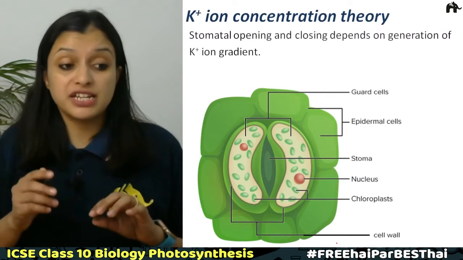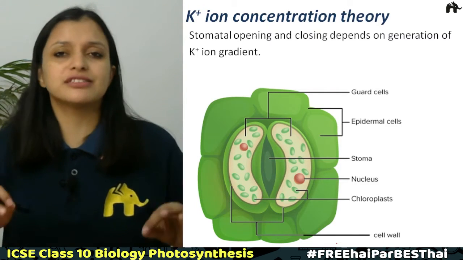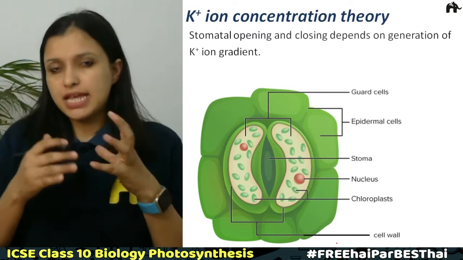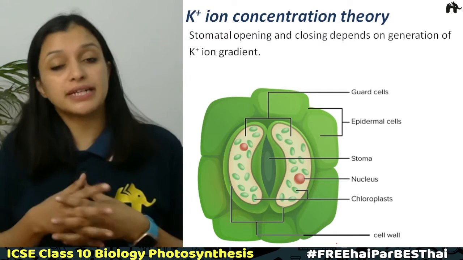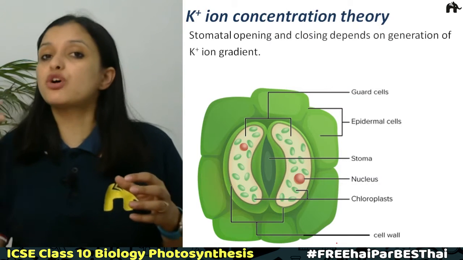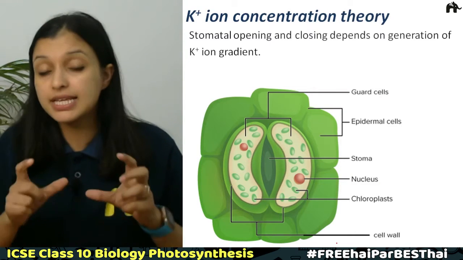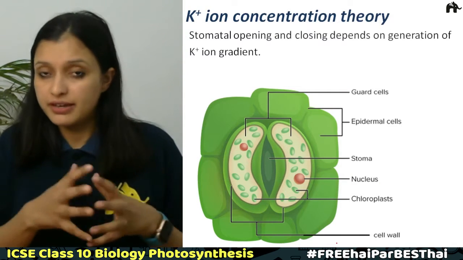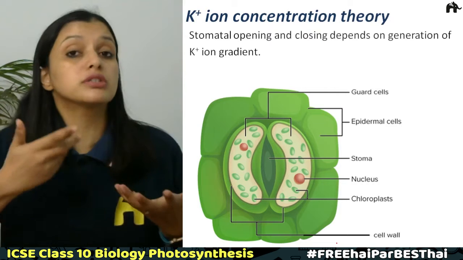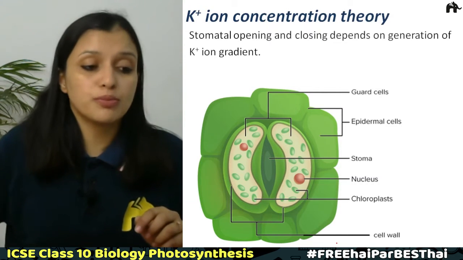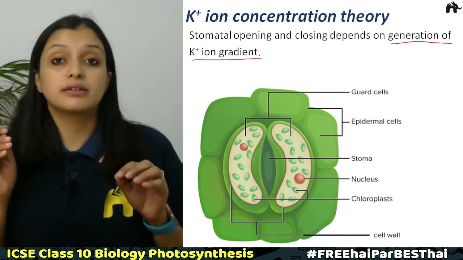The first one is potassium ion concentration theory, and let me tell you that these two theories are very simple. As I was discussing in the previous chapter, while we were discussing transpiration and the opening and closing of stomata, we were talking about the movement of water into the guard cells, which makes them turgid and gives that spindle shape to the guard cells, which opens the stomatal pore, right? According to this potassium ion concentration theory, which is said to be the most recent one, the stomatal opening and closing depends on the generation of K positive ion gradient, right?